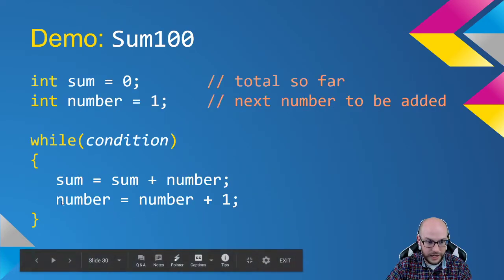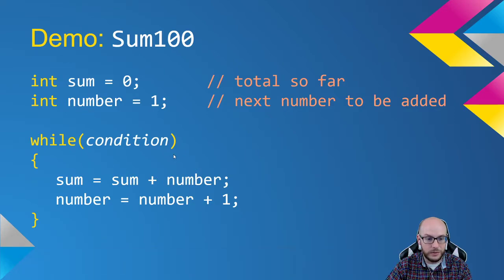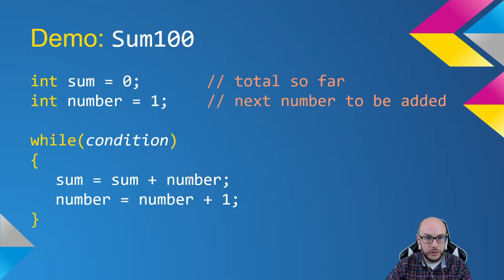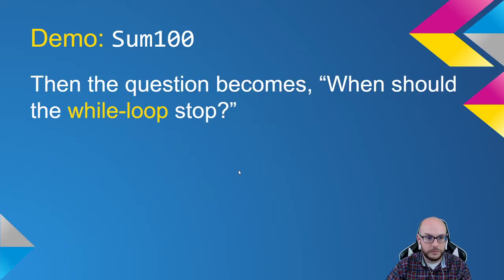After I update sum and make it what it was plus our current number, I need to update number. I'm going to make number what it currently is plus 1 so that the next time I do this, number is the next number in the sequence.